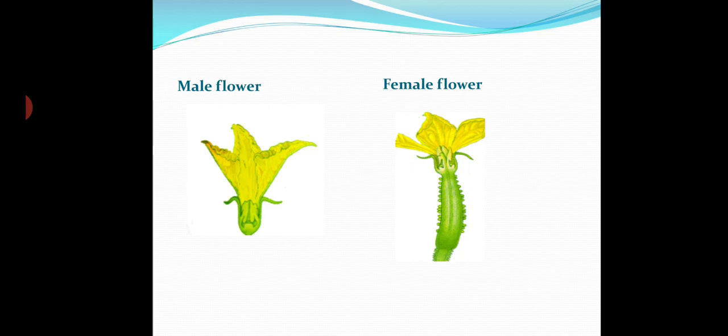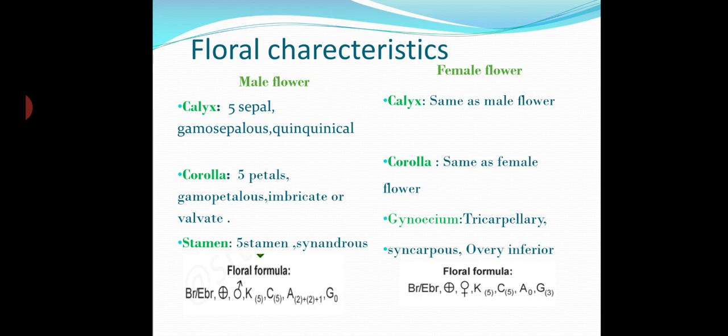So, in all these cases, that is male and in female, 3 whorls would be there. Sepals and petals are common. Male flower would have 3rd male reproductive whorl and female flower would have female reproductive whorl. Here we can see the other floral characters.